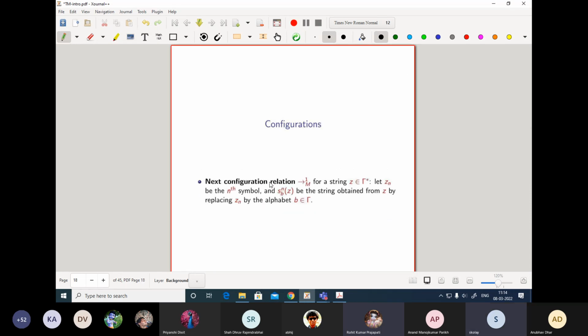So then automatically you want to find out what is the next configuration, and of course the next configuration will be something determined by the transition function.